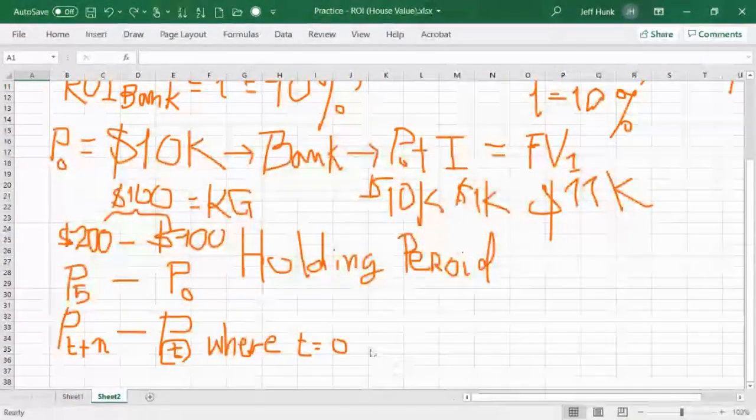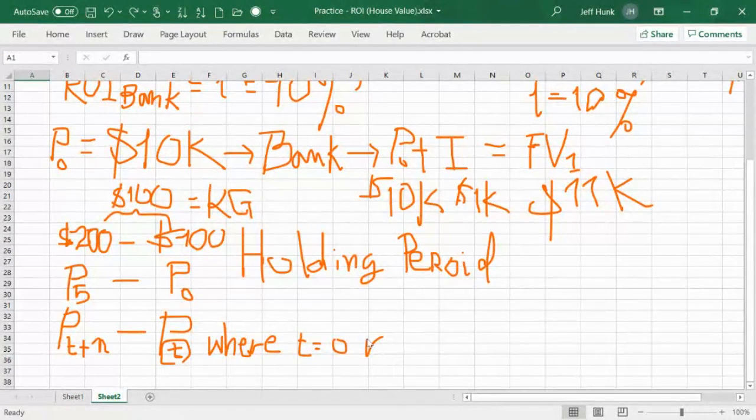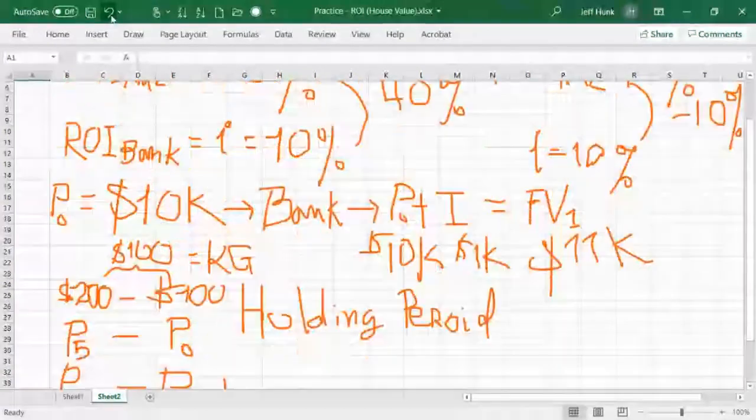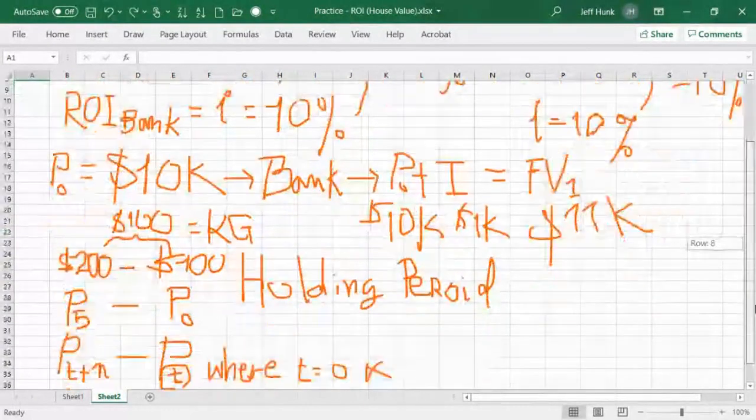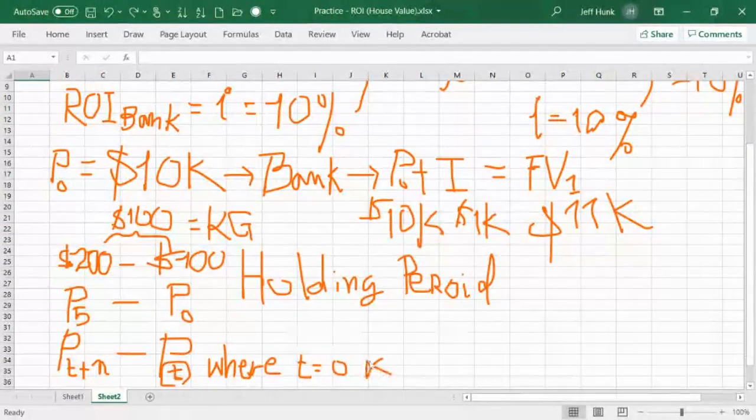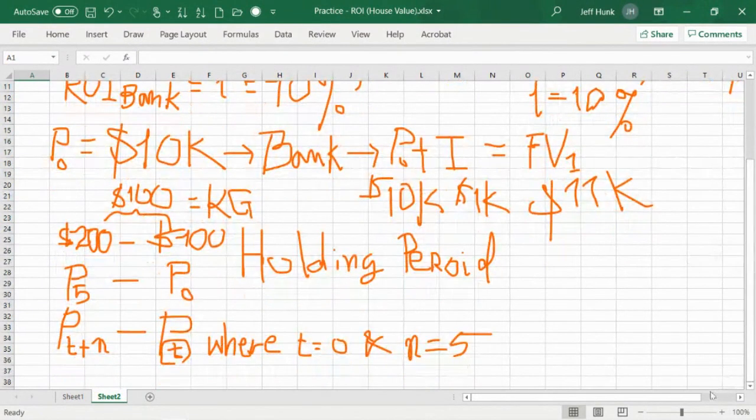T plus N is 5, so then what is N? 5. 5, yes, you're right. I'm trying to draw an ampersand. So this is the generalized notation, right? This is the generalized notation.